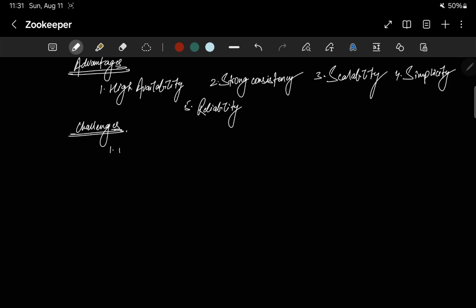First is write scalability. Since ZooKeeper handles writes through the leader, write throughput is limited by the leader's capacity. In a high traffic distributed messaging system, the leader might become a bottleneck if too many write operations are directed to ZooKeeper for coordination. Okay. Next is latency sensitivity.